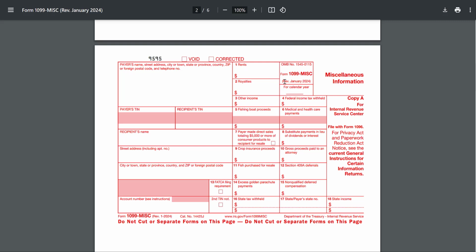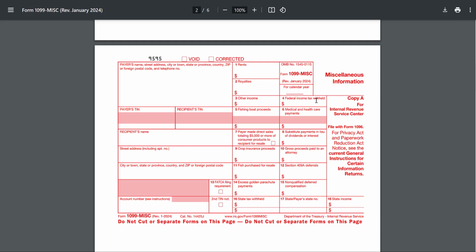And then there are a couple of other items in here. So you could potentially have state tax withheld on the bottom right here. Federal income tax withheld is up here in box 4. So if they're not exempt from withholding, then you would potentially have to fill out those boxes, okay? So that's how you fill it out for rent.